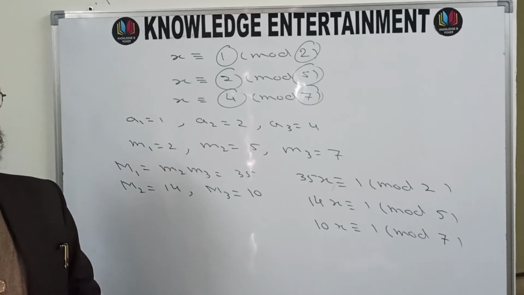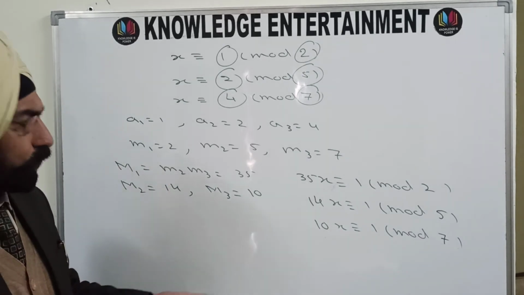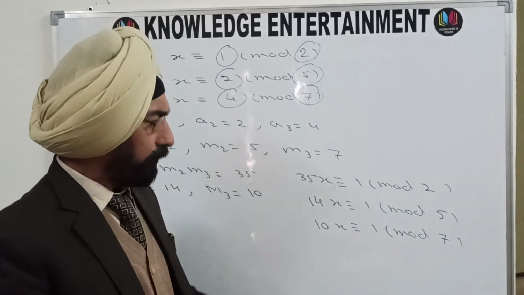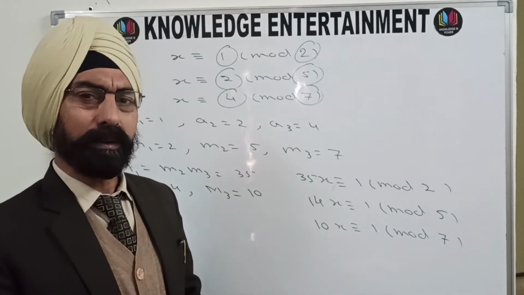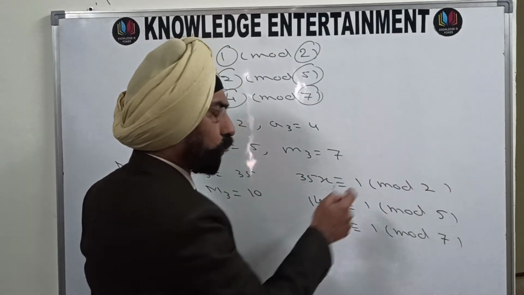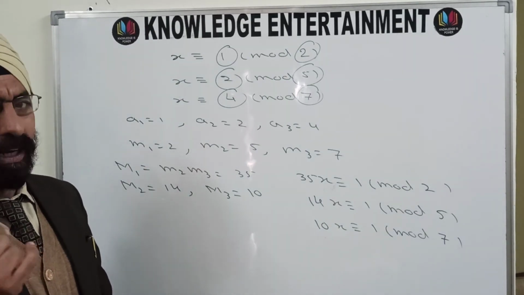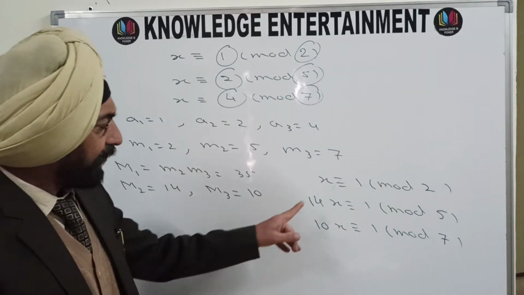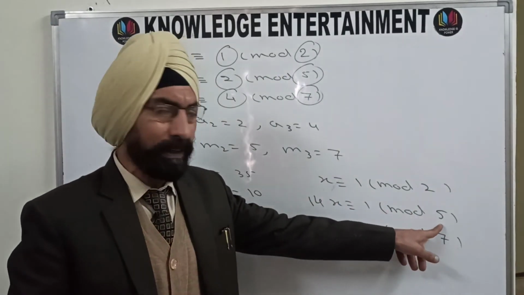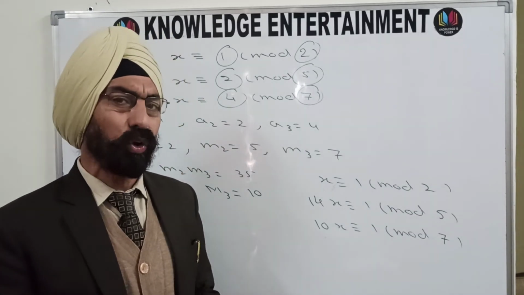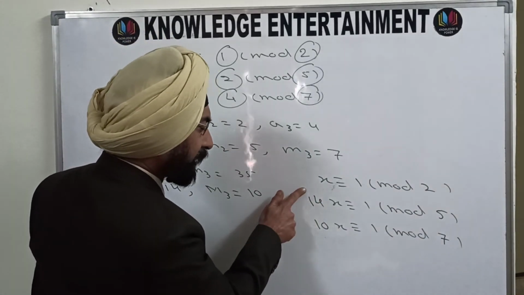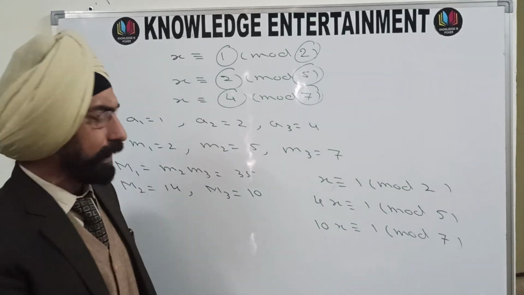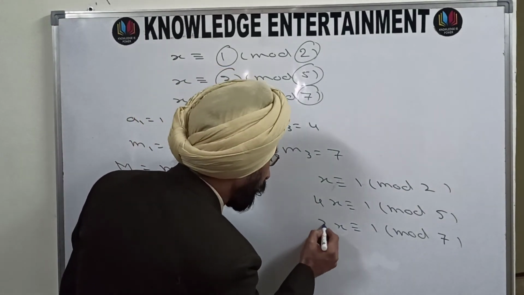Now these equations will have a unique solution, and that solution for the first equation will be b1, for the second one b2, and for the third one b3. But let us make it simpler. Divide this 35 by 2, and the remainder you get is 1, so you can replace 35 by 1. So it is x congruent to 1 modulo 2. Divide 14 by 5, and the remainder is 4, so you can replace 14 by 4. And divide 10 by 7, the remainder is 3, so 10 can be replaced by 3.